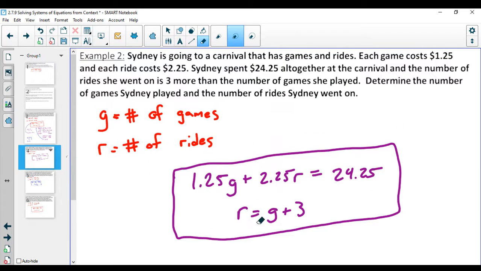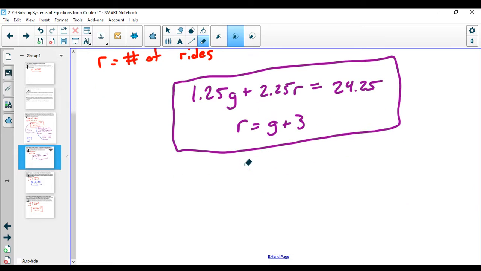And again, these tend to trip people up, this wording here. But plugging in numbers makes it make sense, right? If it says she went on 3 more rides than she did games, and I say, okay, if I went on 4 rides, then I should have only played 1 game, right? 1 plus 3 is 4, so that makes sense. And now, once you have this, we would just solve it.